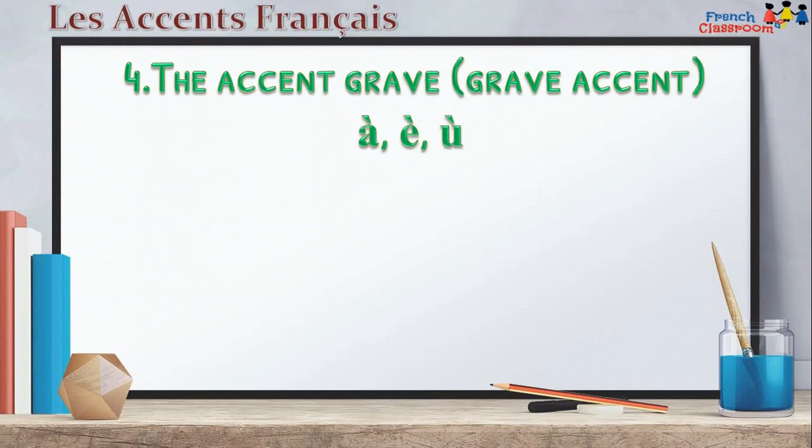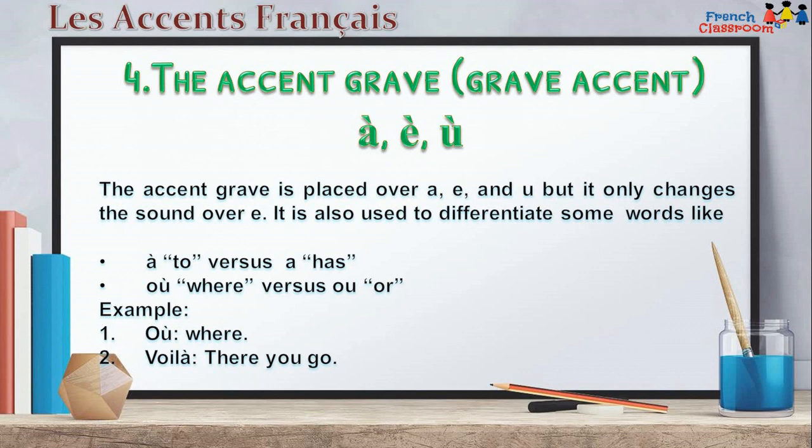The fourth accent is the accent grave, the grave accent, which is used on the vowels A, E, and U. The accent grave is placed over A, E, and U, but it only changes the sound over E. It is also used to differentiate some words like a, which means has, versus à, which means to. Both the words are written in the same way, but their meanings are different. Just to differentiate between these two words, the accent grave is used.